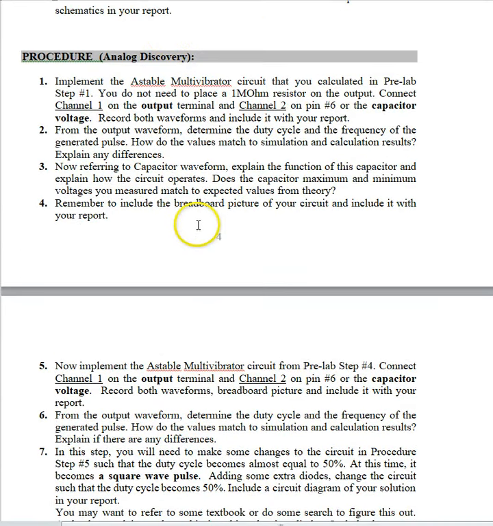The procedure section is about implementing these two designs, but you don't need to place that load resistor on the output. Now you also explain the capacitor waveform, and you record that, of course, along with the output waveform. And referring to that capacitor waveform, you explain how this achieves the working principle of the circuit.